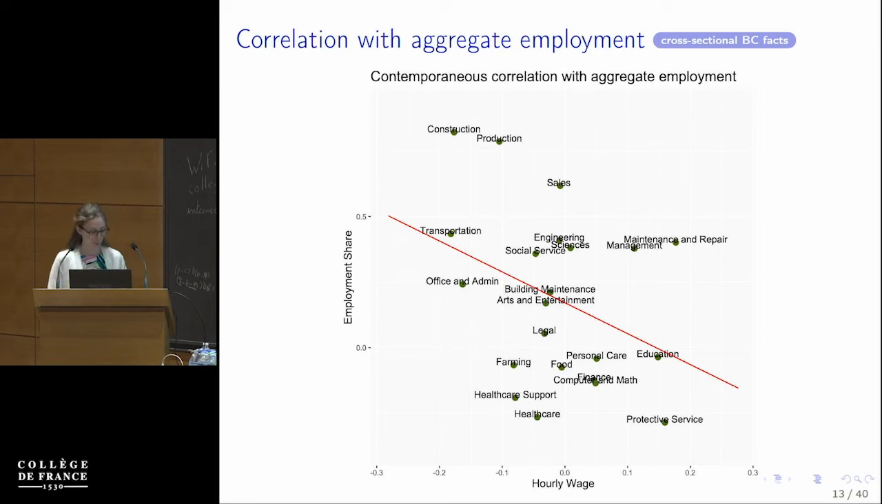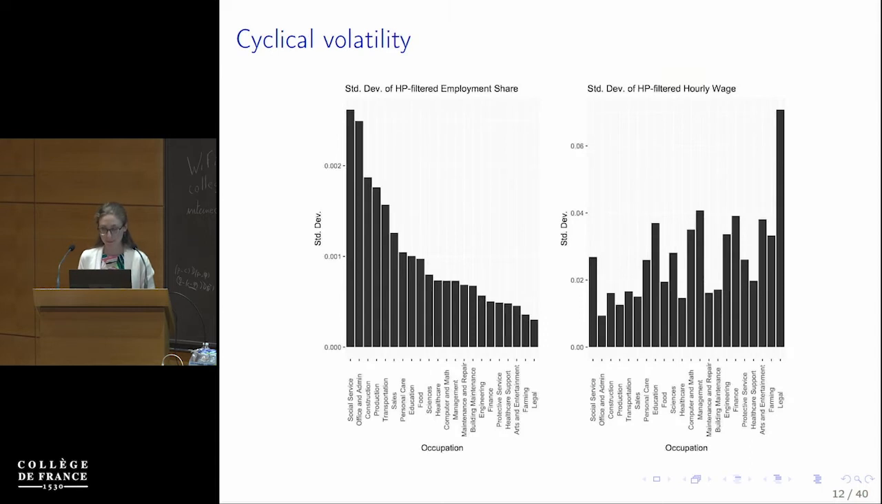Just when you say standard deviation on the previous graphs, the y-axis, that's standard deviation across? It's a time series standard deviation.